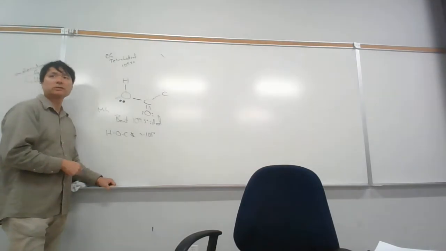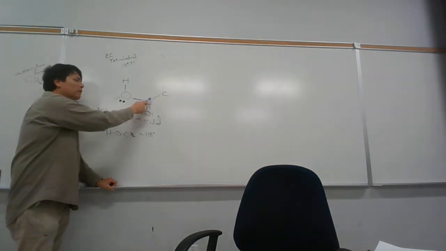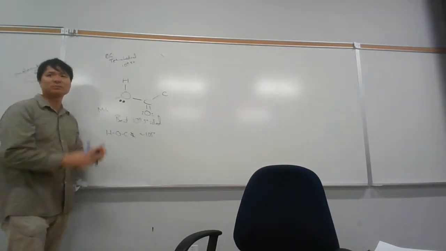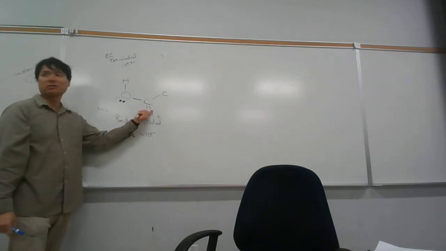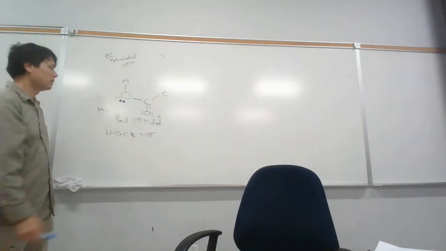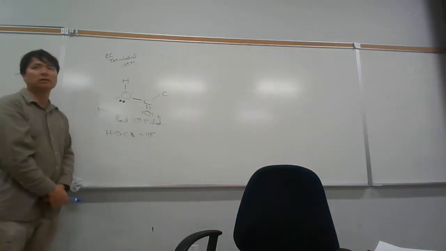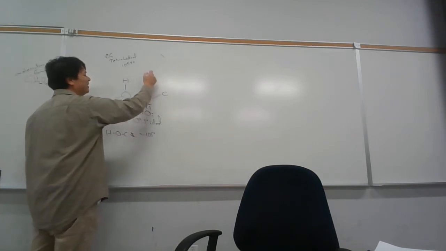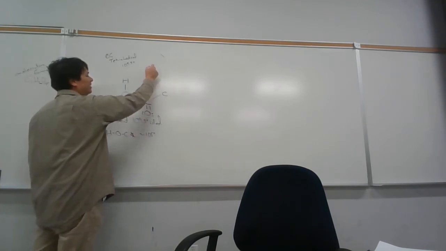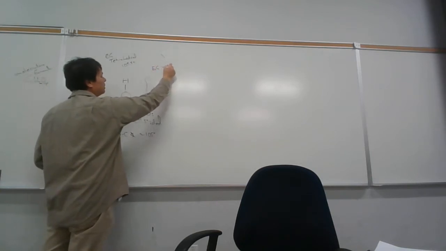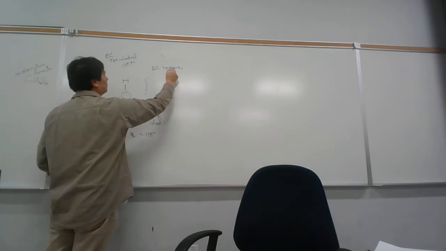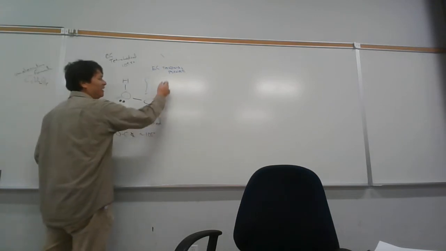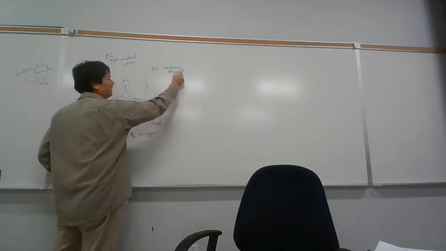4 pairs. There are 4 pairs. But one of these groups has 2 pairs, and you can't split them apart. And so a double bond is considered as 1 group, not 2 separate groups. And so there are not 4 groups here, there are 3 groups. If there are 3 groups, then the electron geometry is going to be trigonal planar, which sets an ideal angle of 120 degrees.